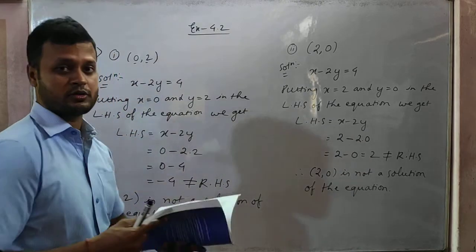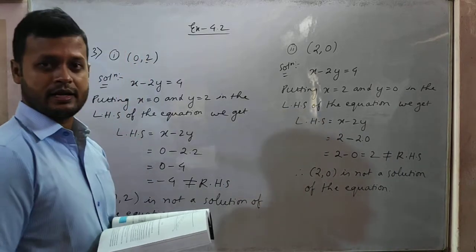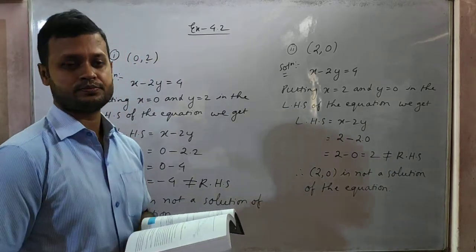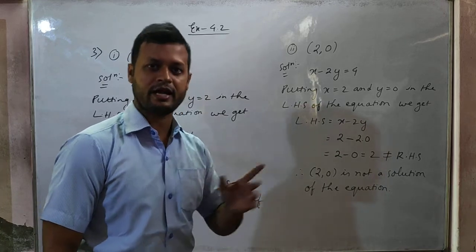Number 3, students, is (4, 0). If you put number 3, you will get the solution. You will get LHS equal to 4. That means it will become equal to RHS. Try on your own.